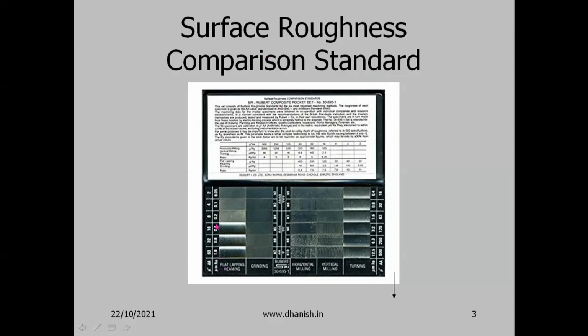So we have a plate here, which has several surfaces, and their values are given in this table. So you can compare this specimen with the part you have manufactured and determine what roughness it is. So this was one of the oldest methods. It's very cheap compared to other surface finish measuring equipment. A stylus type profilometer nowadays may cost around 1 lakh or so, whereas this may cost around 5,000 rupees. You can get these surface roughness comparison standards.